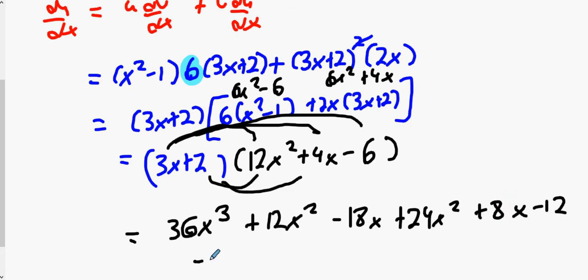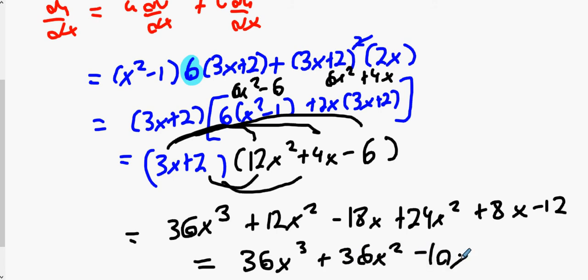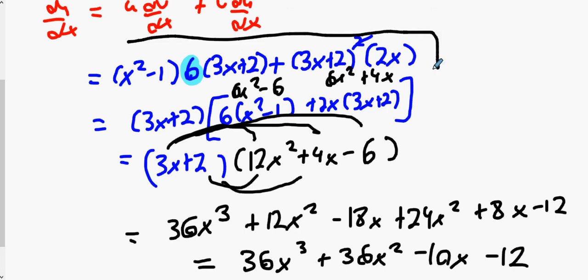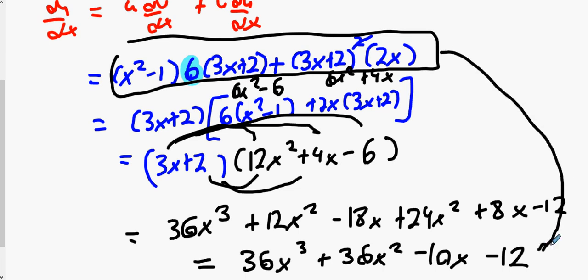Alright, what's the first one? The 36x cubed, isn't it? And the 36x squared. Also, lads, if you just multiplied it all out up here, to be honest, without doing anything fancy, you would have got there anyway, so that's your choice. Okay.